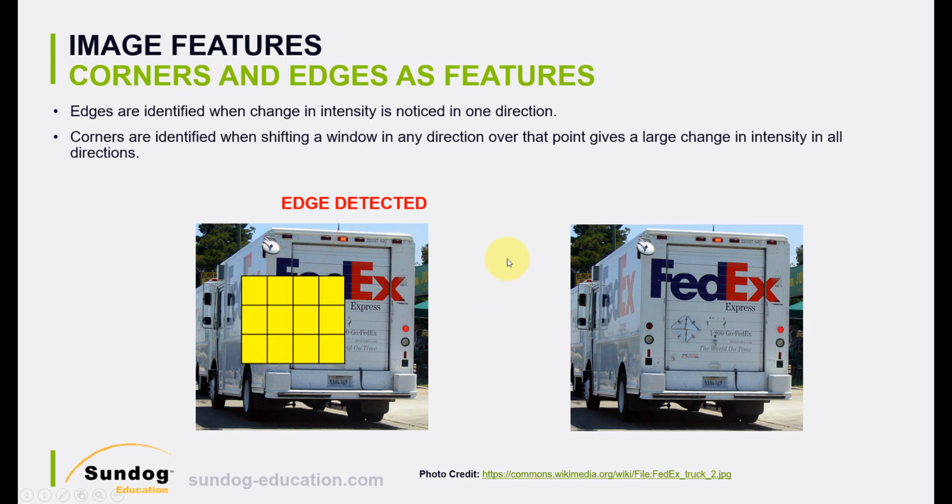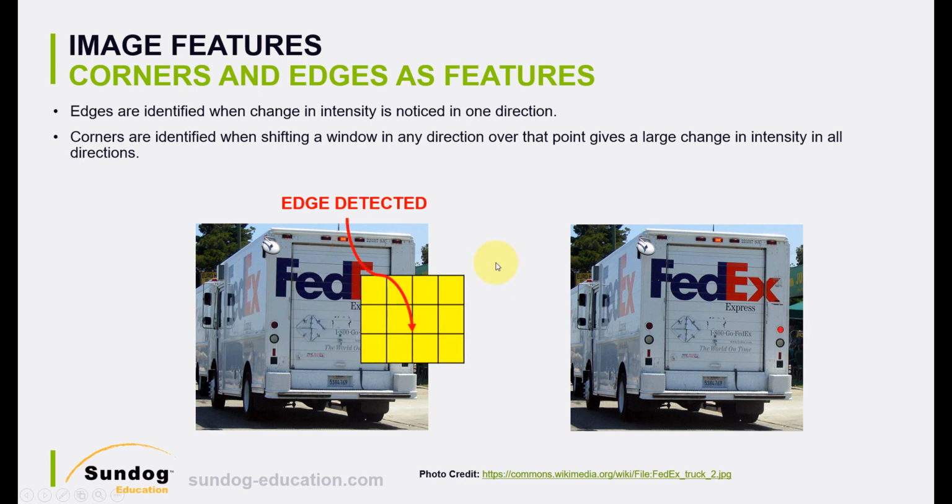Moving forward, if you scan that kernel or matrix over the original image, we are able to detect another edge here. That gives us the boundaries of our object, and that's how we can detect edges within our image. However, corners are a little bit different. Corners are mainly identified when shifting a window in any direction over that point gives a large change in intensity in all directions. So let's take a look.